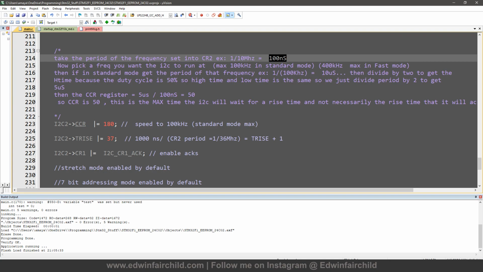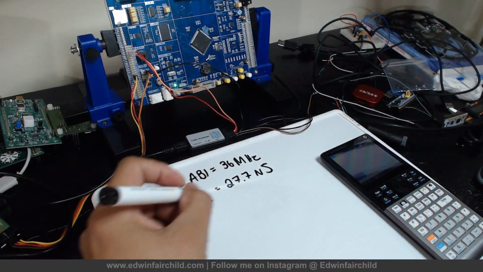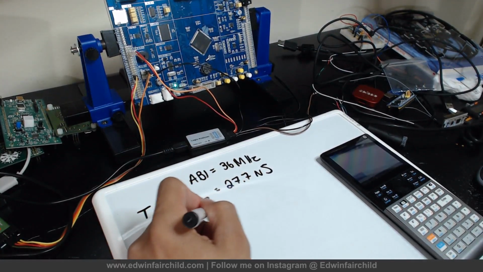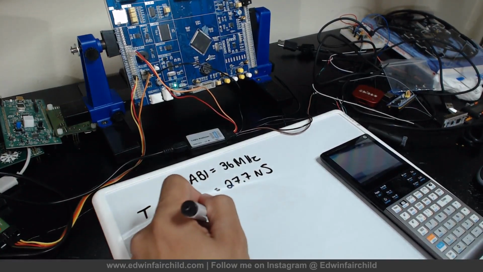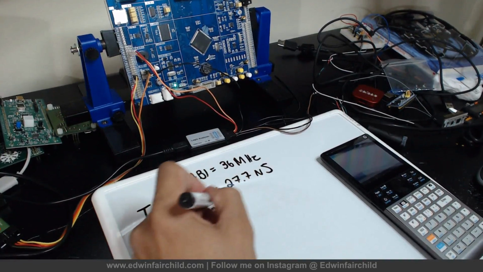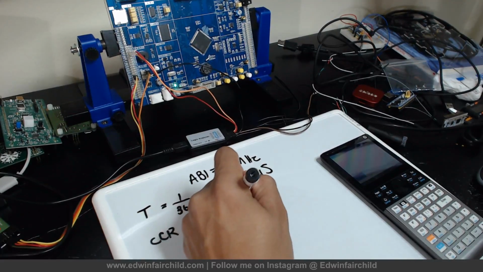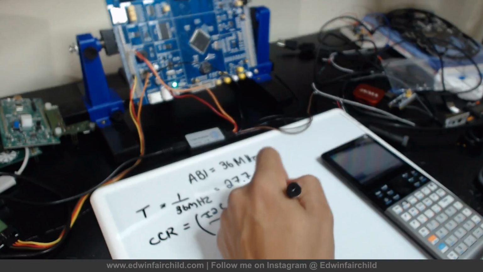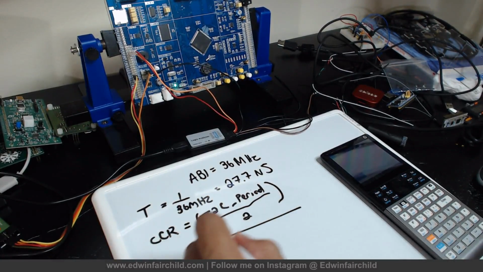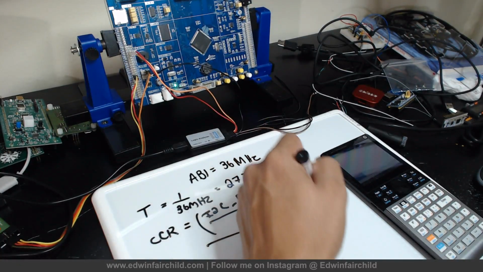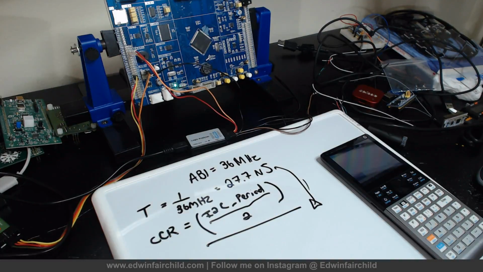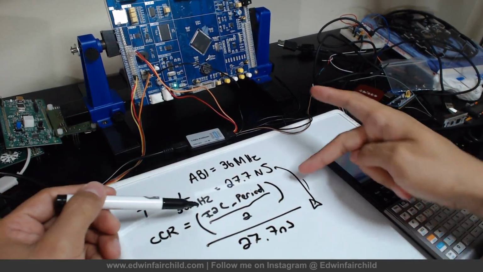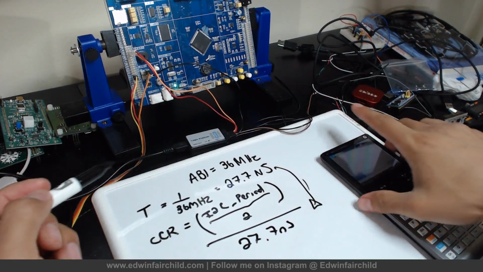So in that CCR register, I'm gonna write it like this. You're gonna put your I2C period divided by 2 over this 27.7 nanoseconds. So you're going to take the period of your I2C.